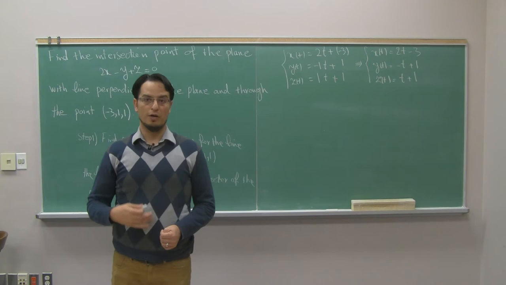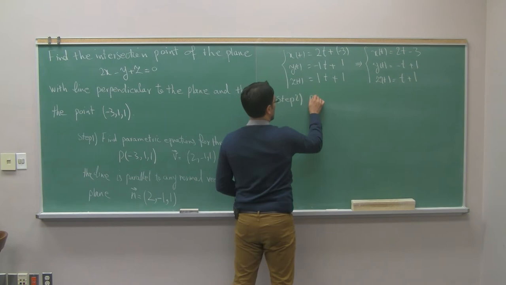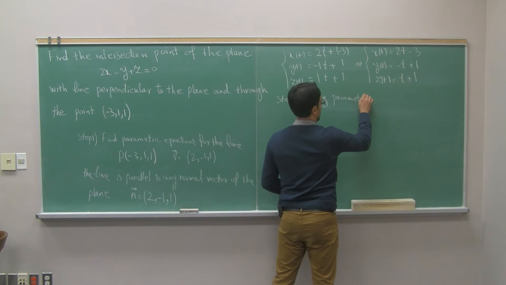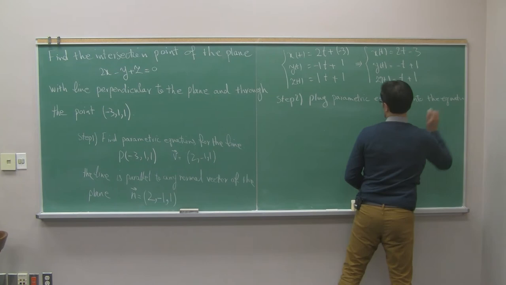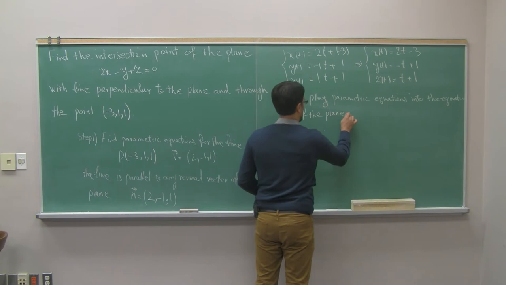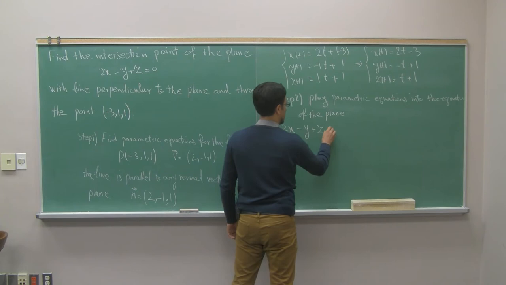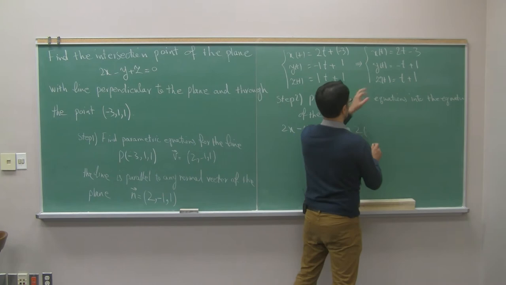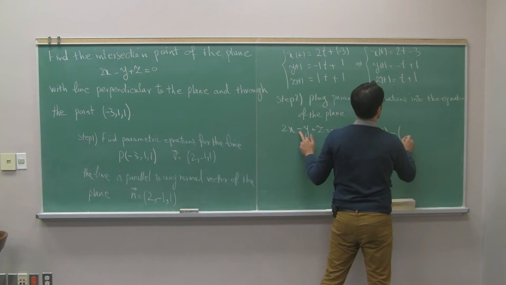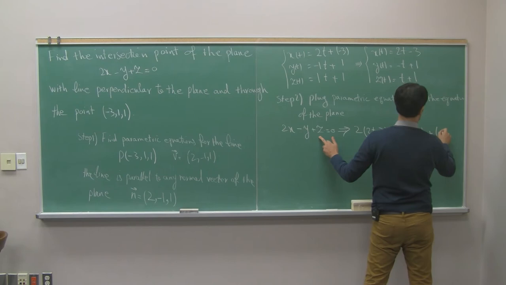Step two is to plug the parametric equations into the equation of the plane. I have the equation 2x minus y plus z equals 0. I have to plug the parametric equations into this equation, meaning that for x, I have to write 2t minus 3. For y, I have to write negative t plus 1. And for z, I have to write t plus 1. And then the equation is equal to 0.